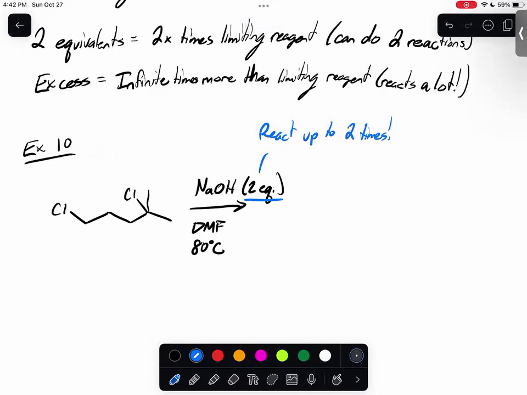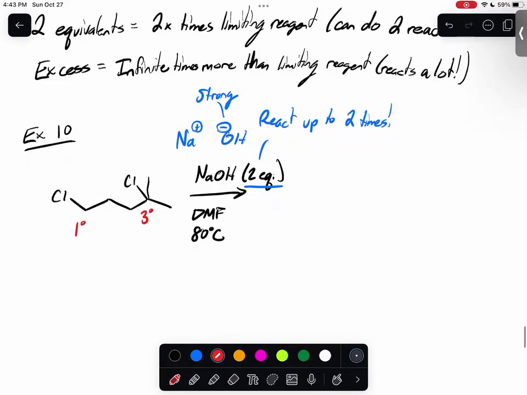So in this case, looking at this, sodium hydroxide we already know is strong, right? Because it has that OH minus, so it is strong. And then the types of carbons our leaving groups are on, we have two chlorides. One is on a primary, one is on a tertiary. All right. What this tells us is a primary with hydroxide is going to do SN2, right? So this first equivalent can do SN2.